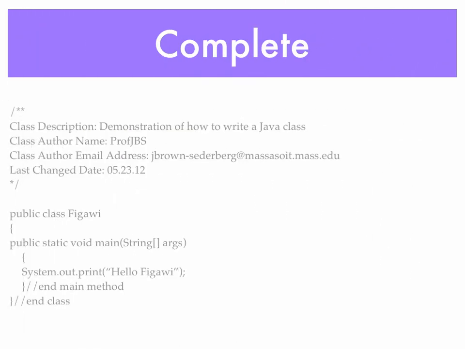So here's my completed code. I have my comments up at the top, identification comments. I've declared my class and bound it. I've declared my main method and bound it. And then I've put my executable code inside that main method.